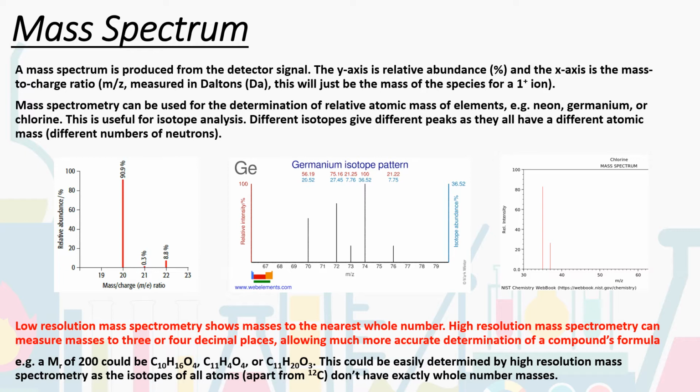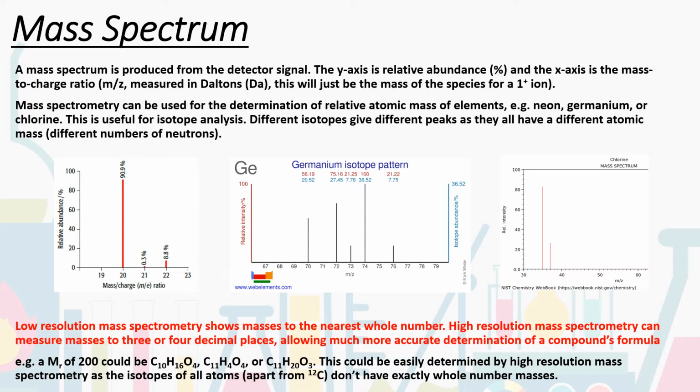Now, if it's a +1 ion, which the majority of these ions are, it's very rare really that we get a 2+ ion. Because the majority are 1+ ions, this mass to charge ratio very often is just the mass of that ion. If we have our m/z, mass divided by 1 is just the mass. And so most of the time we can think of the x-axis really as being just the mass of the species. Now, mass spectrometry can be used for the determination of relative atomic masses of elements.